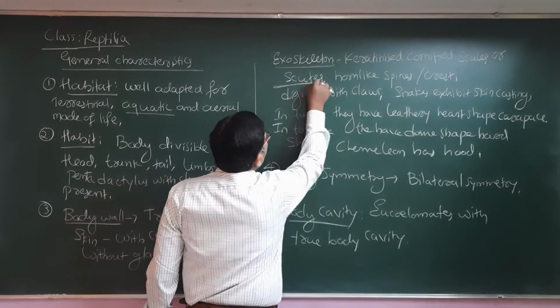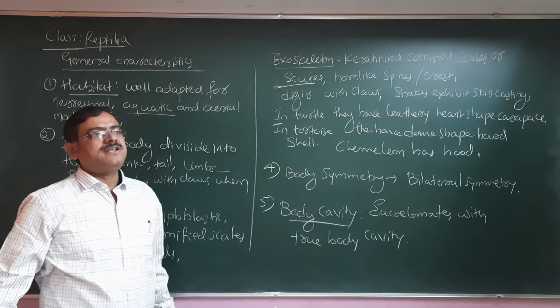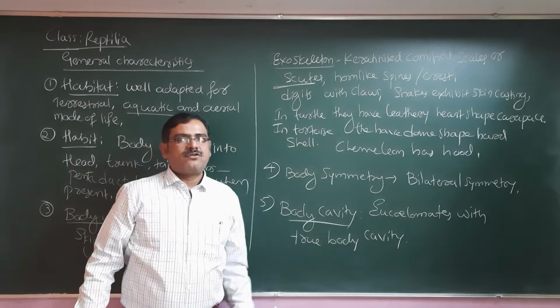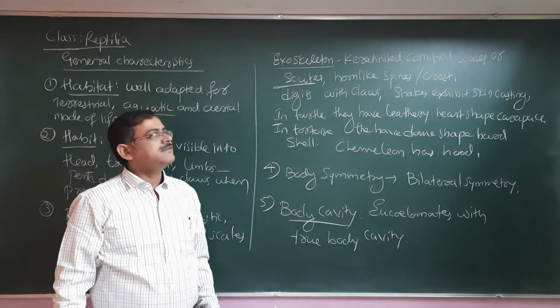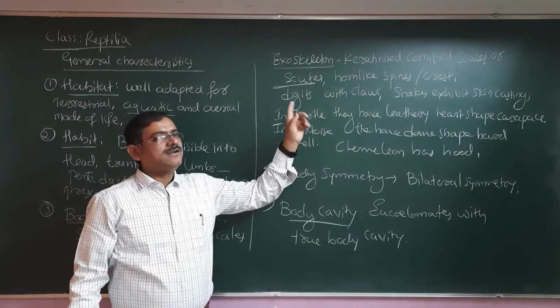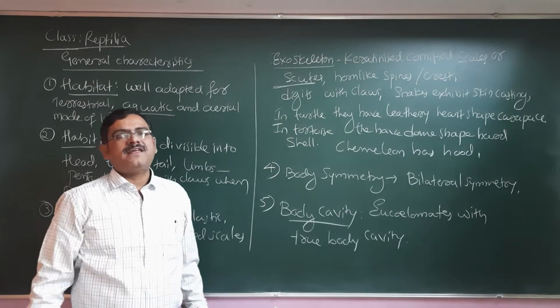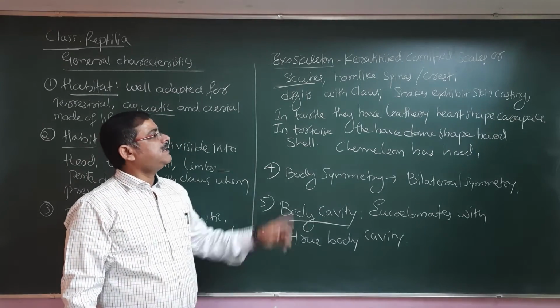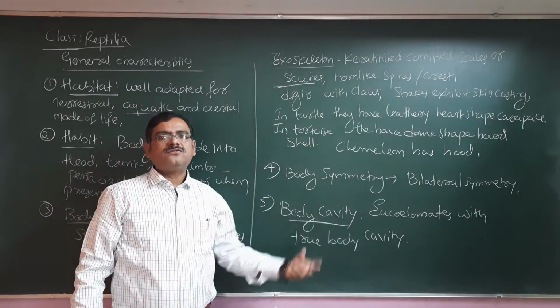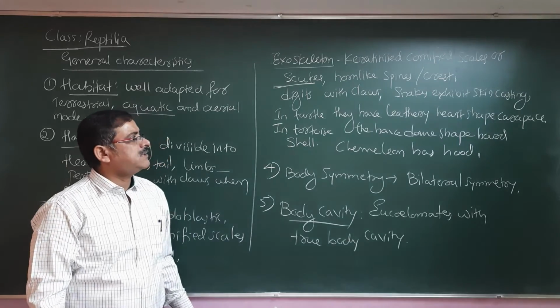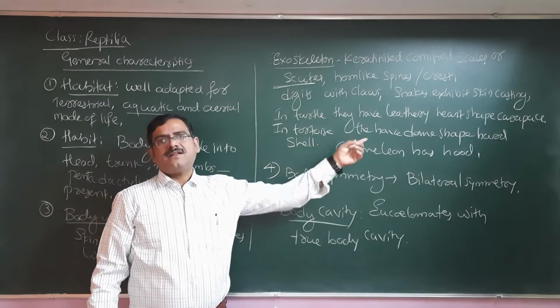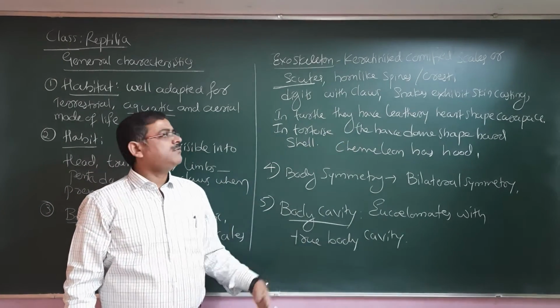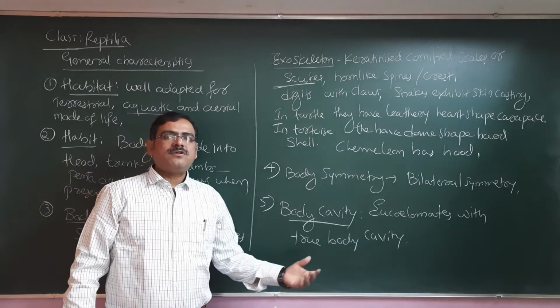Armored plate-like scutes can be seen mainly in crocodiles and alligators. Horn-like spines or crests, yes, there are spiny lizards also that we can find. And then digits with claws. Claws also are an exoskeletal structure. Snakes exhibit skin casting, or shedding of their old skin, the removal of the old skin.